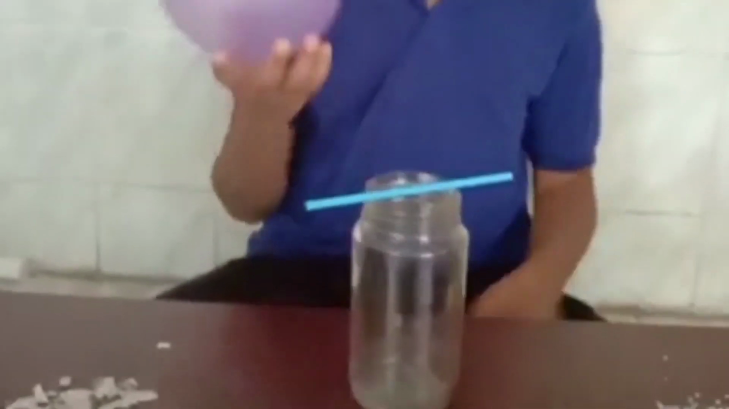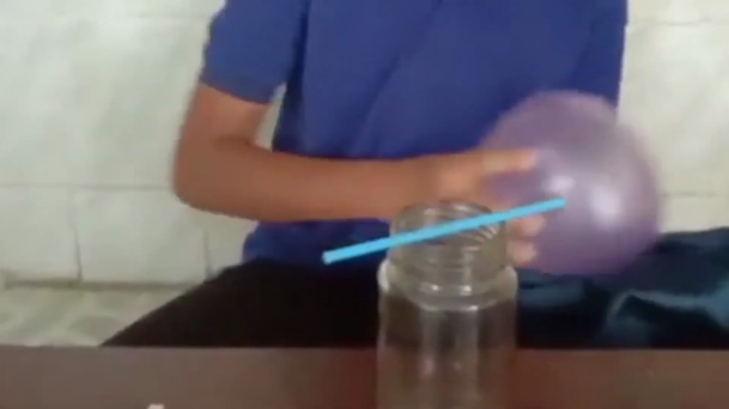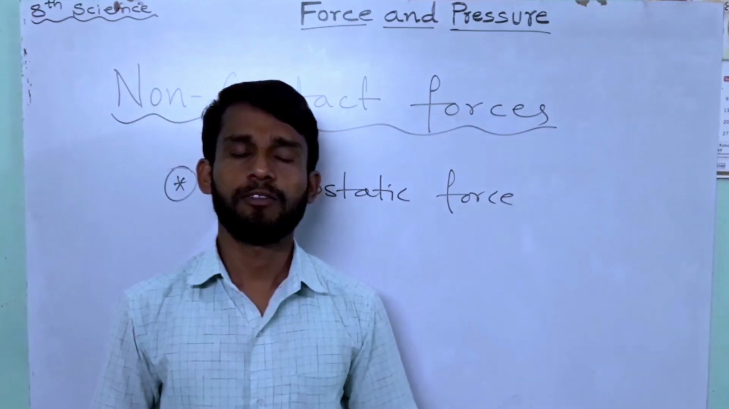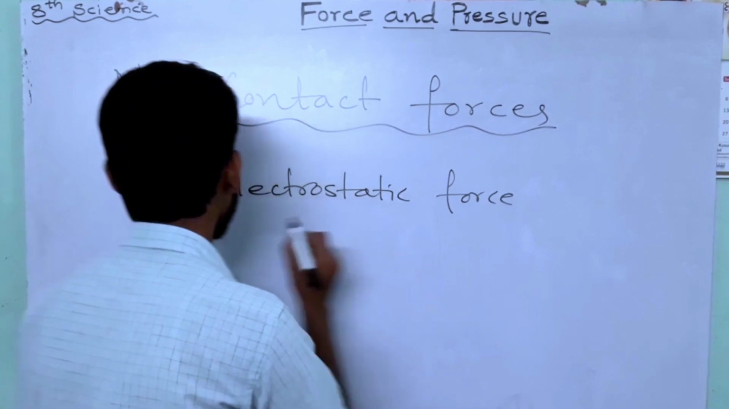Now let us take a balloon and rub it with the silk cloth. Keep it near the papers. You can see that the papers are attracting. See? Okay, dear student, the next point I am taking here is gravitational force.